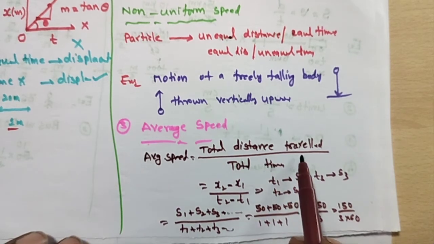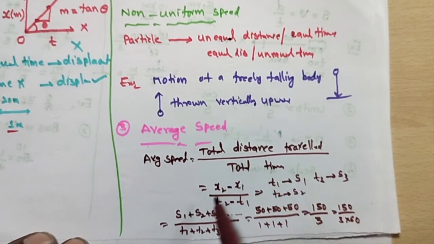So this is called the average speed of the bus. It is the ratio of the total distance traveled to the total time of the motion. Here s1 plus s2 plus s3 and t1 plus t2 plus t3. So this is called the average speed.